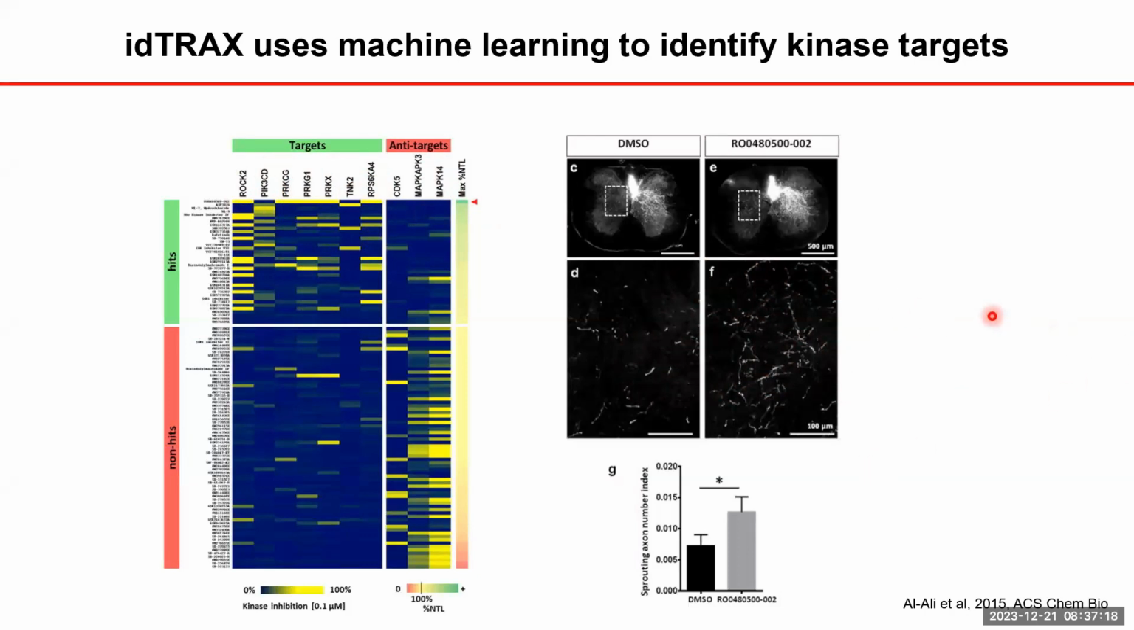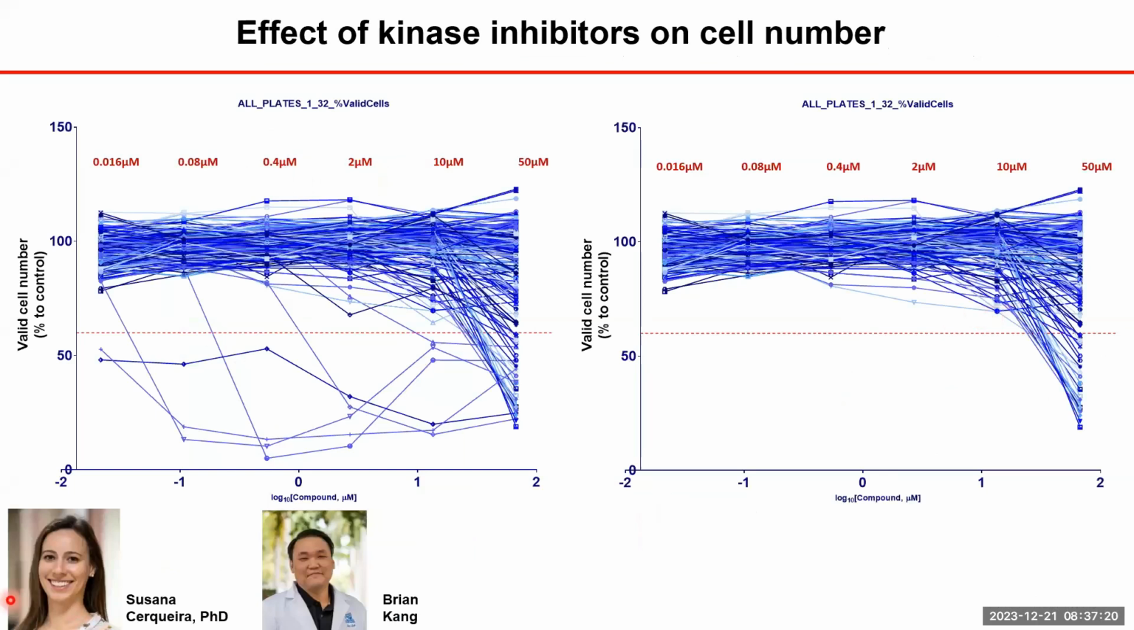And so we did the screen. This was initially spearheaded by a former postdoc, Susanna, with the help of Brian Kang in the lab. These are data points from all the 330 compounds or so that we screened. On the bottom here are the different concentrations in log fold.